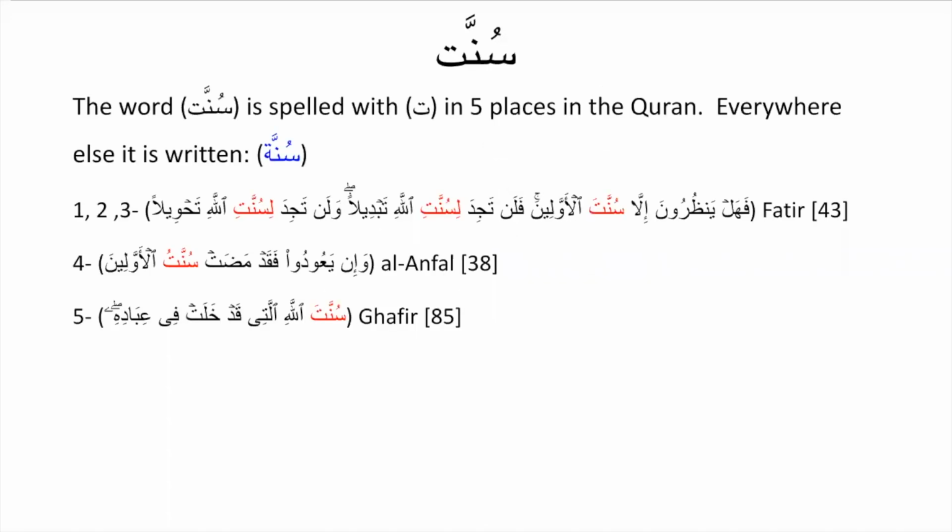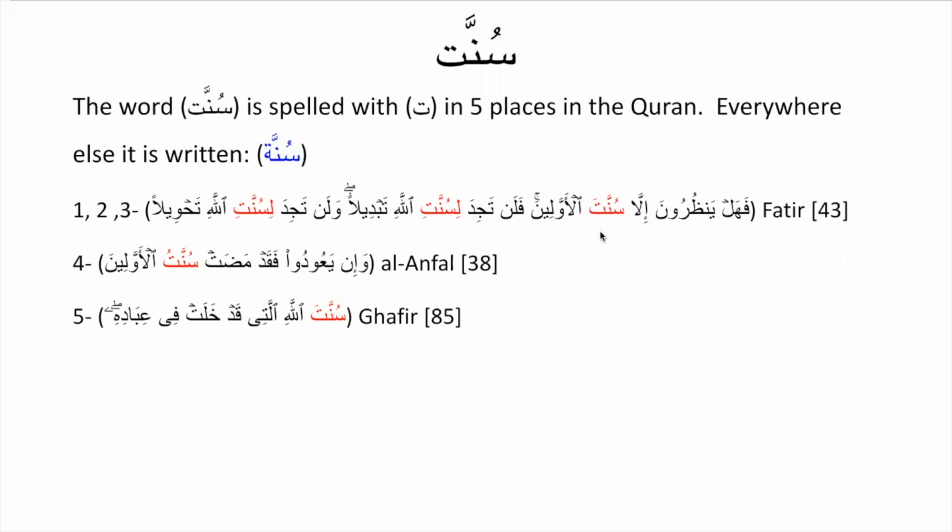The next word Ibn al-Jazari gives us, sunnat fatiri kulla walanfari wa ukhra ghafiri. The word sunnat in Surah Fatir, Surah Anfal, and the ending of Surah Ghafir. This is how it's spelled in these places. So in Surah Fatir, Ayah 43, the word appears 3 times.